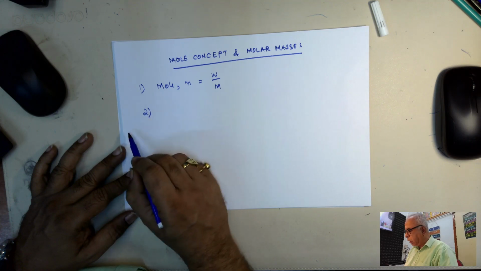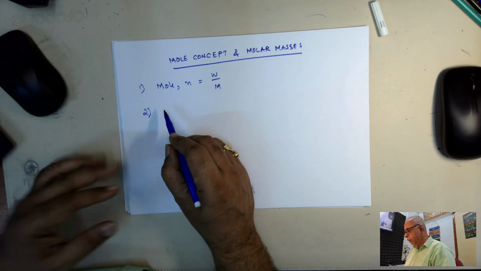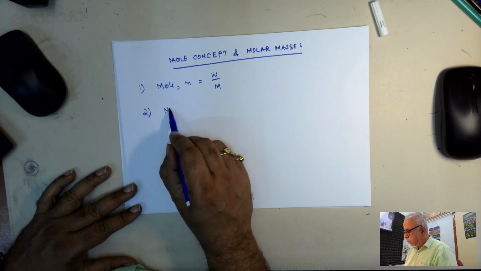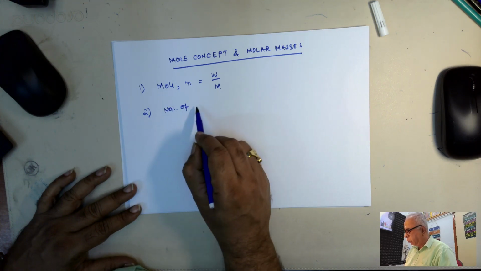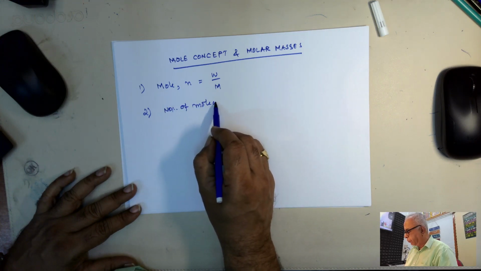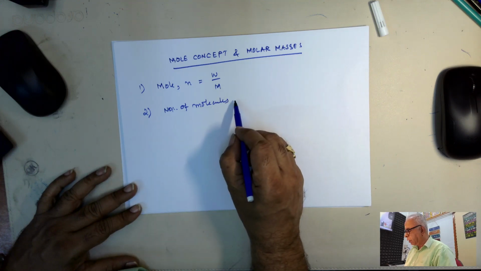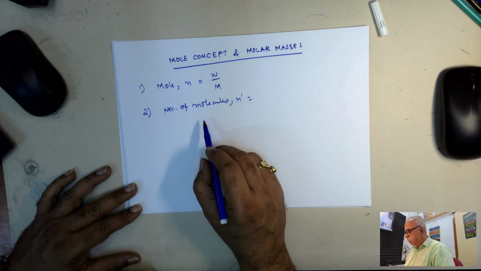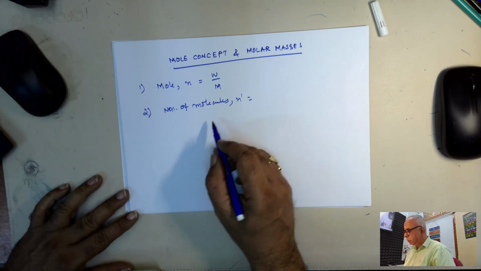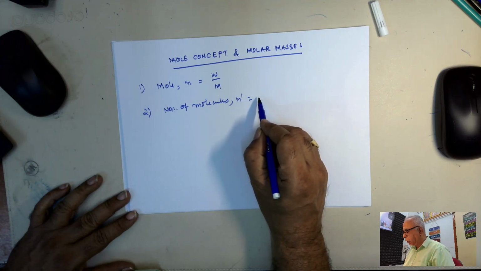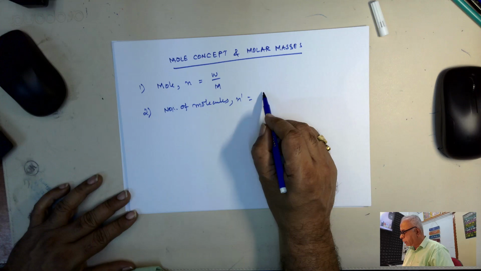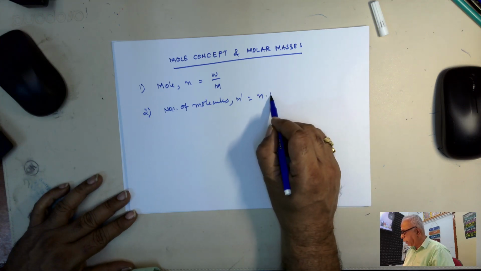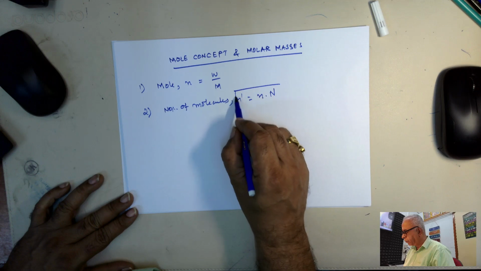And you've got another equation, that is number of molecules. It can be represented as N dash. So number of molecules, that is N dash or N prime, is number of moles into Avogadro's number.